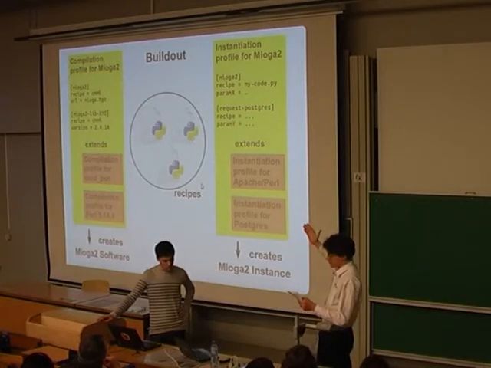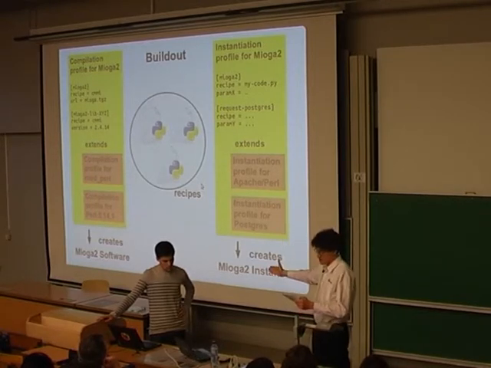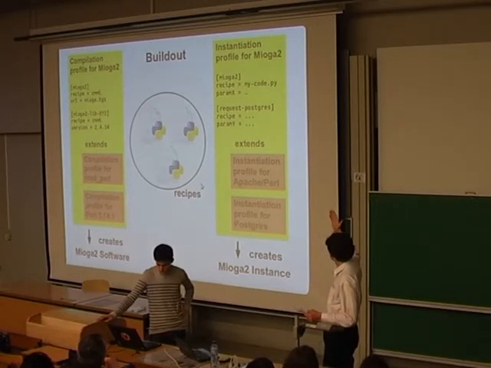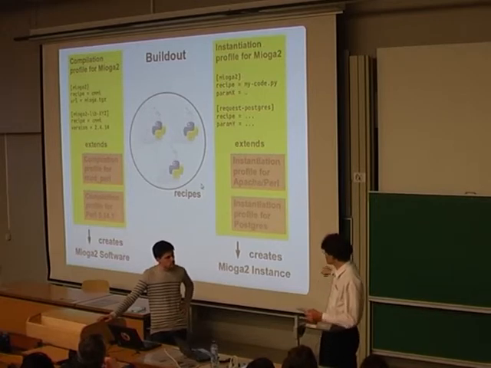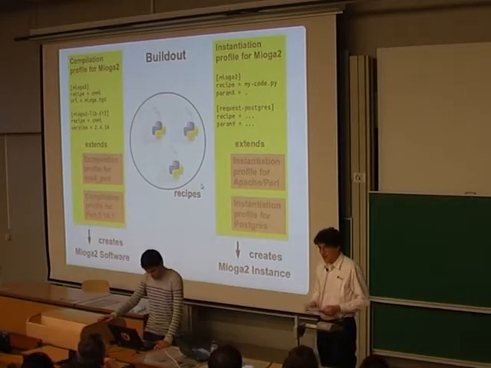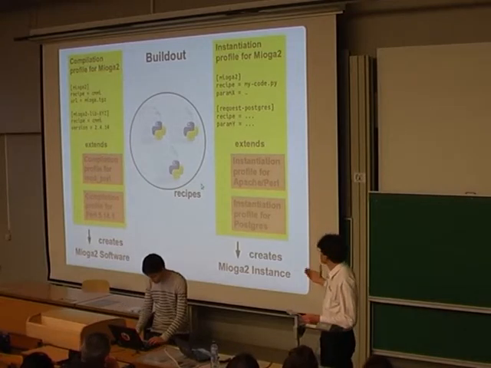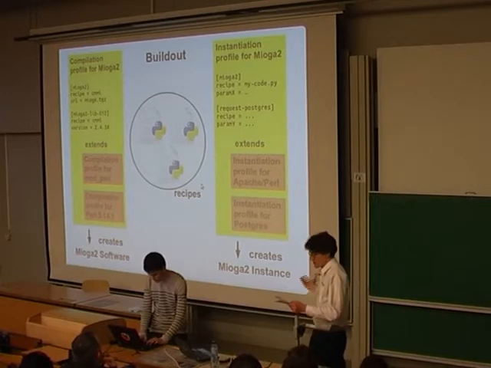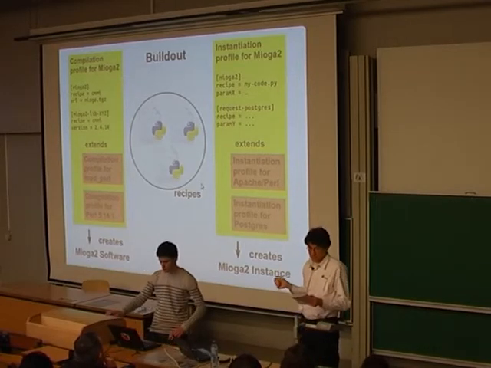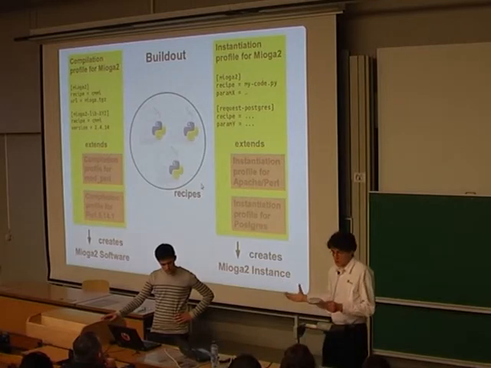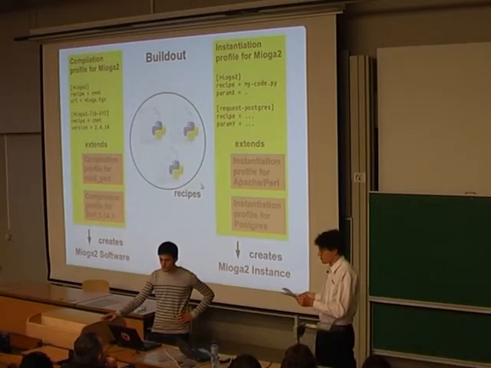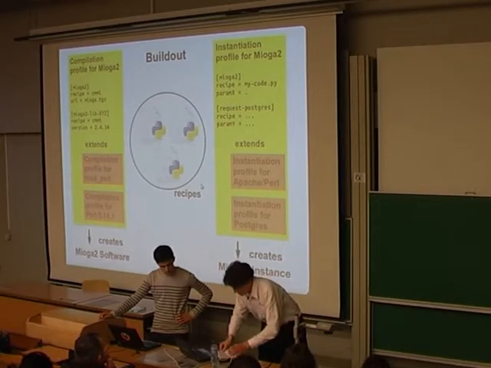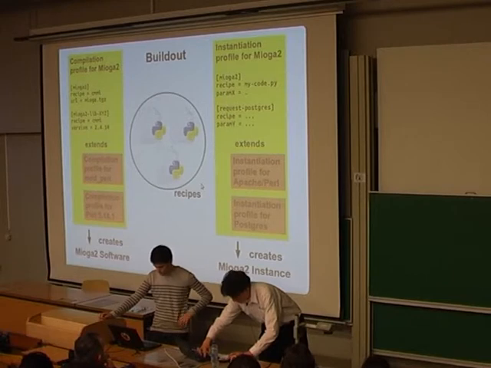There is one top-level profile for compilation. In the end, it creates a Mioga software installation on the host. And there's an instantiation profile. When I run it once through Buildout, it creates a Mioga instance. So on the one hand, I want to reuse the recipes. On the other hand, I want to reuse components, because each component of the system is specified by a profile. And of course, I want to use existing components, and I only have to write what is not yet there, or maybe I just have to change the version. Let me show you an example from the compilation profile.